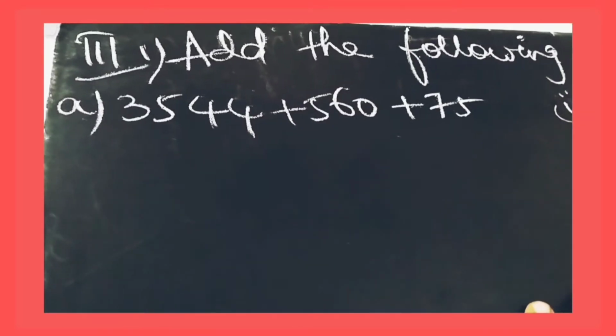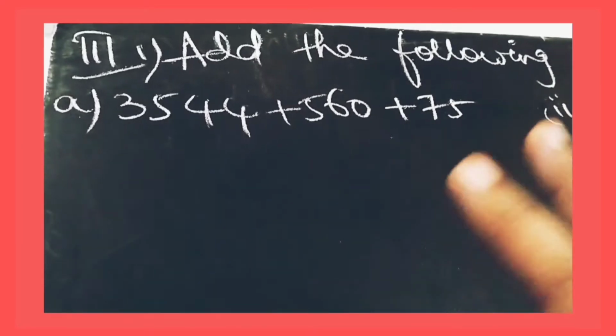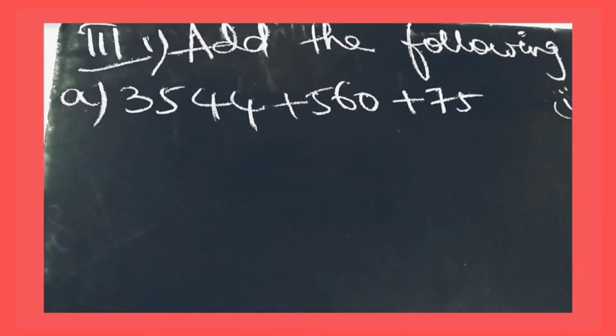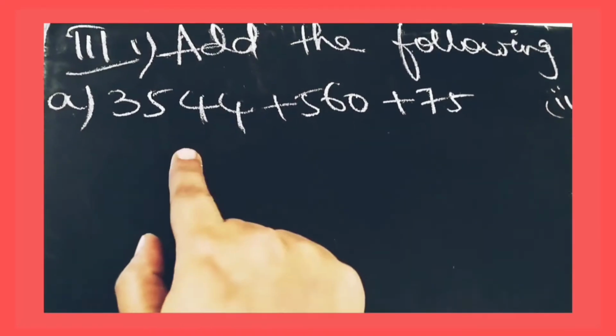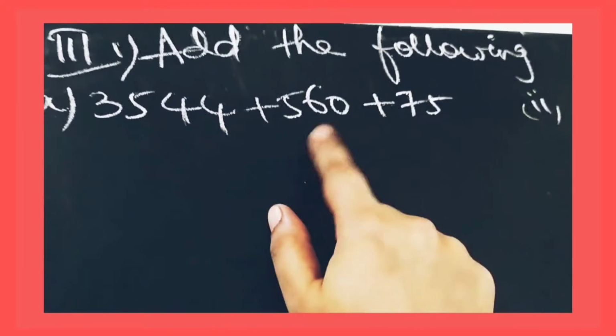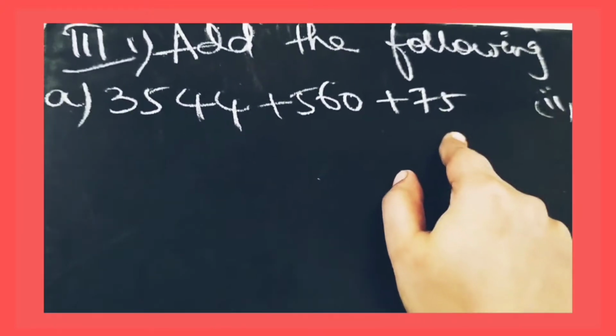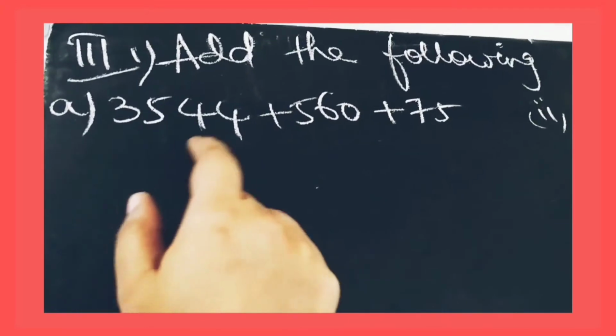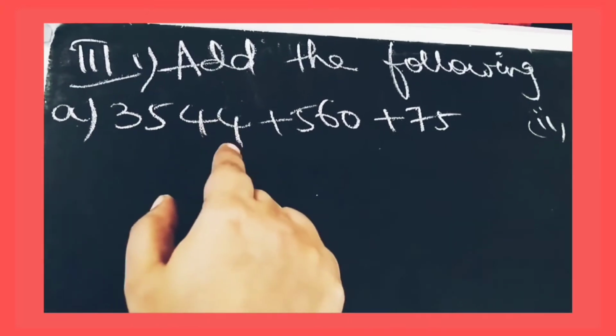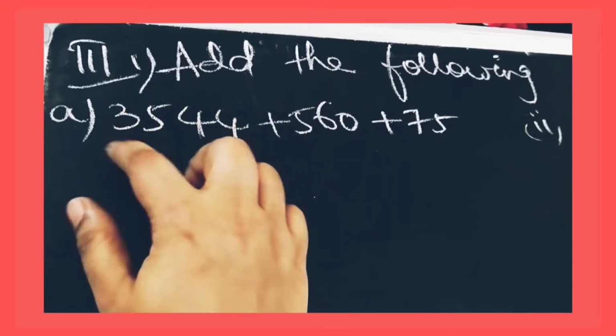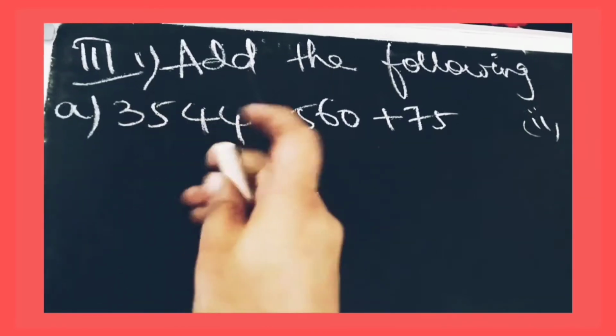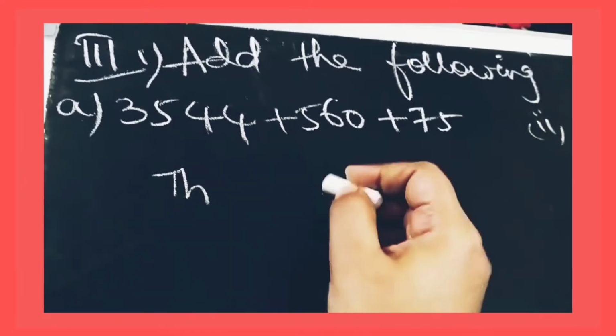Now I am showing you the practice problems. In the third section, add the following is there. What is the first number here? 3544. Second number is 560 and then 75. So what is the larger number here? The greater number is 3544. So it is in 1000. Larger number is in 1000, so you have to write first here 1000.